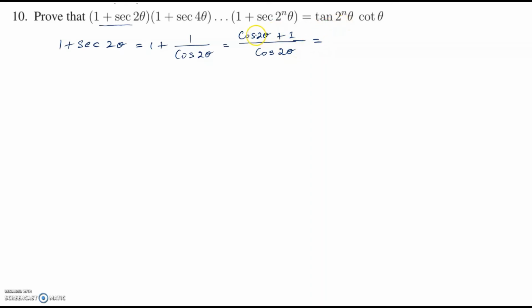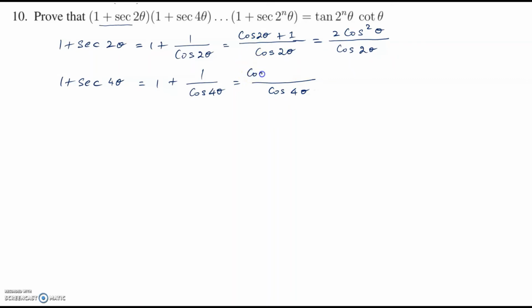Now cos 2 theta plus 1 is nothing but 2 times cos squared theta, divided by cos 2 theta in the denominator. Now let's take the second expression, which is 1 plus secant 4 theta. This can be again rewritten as 1 plus 1 by cos 4 theta. Again, taking LCM cos 4 theta, the numerator will become cos 4 theta plus 1. This can be again rewritten as 2 times cos squared 2 theta divided by cos 4 theta.